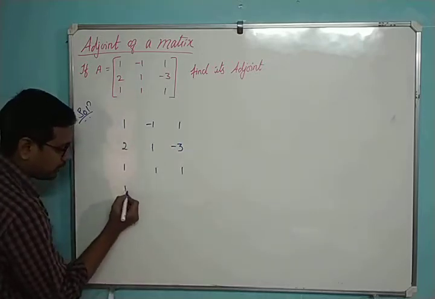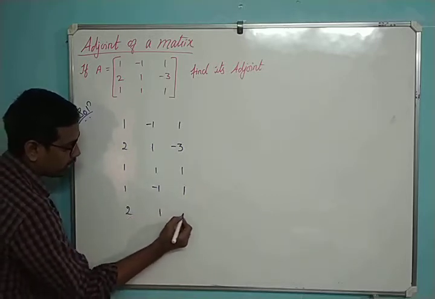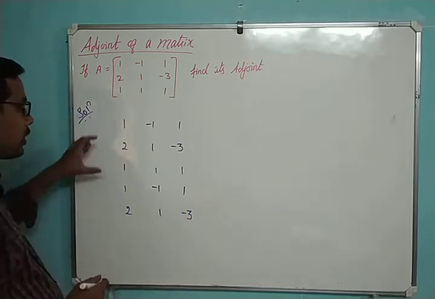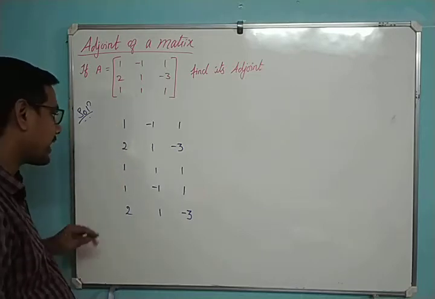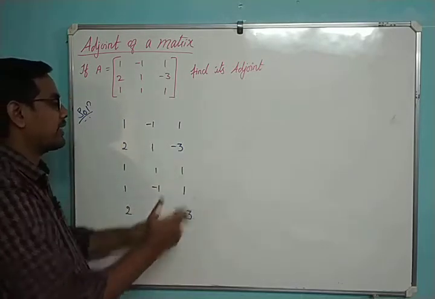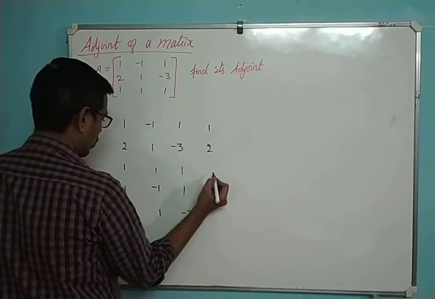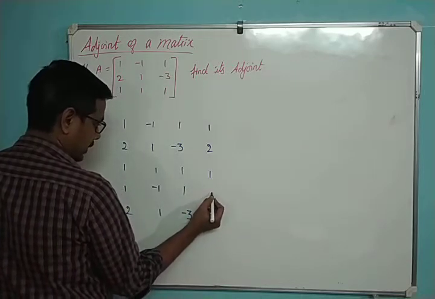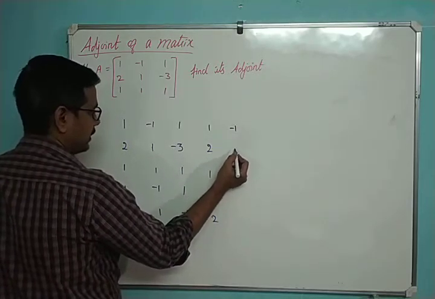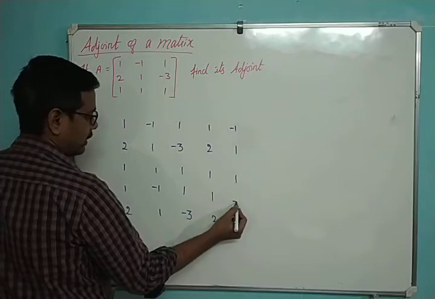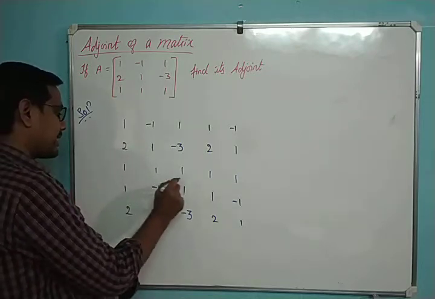So next will be 1, minus 1, 1, 2, 1, minus 3. I have copied these two rows here. Next is to copy these two columns on this side. So what will be my next one? 1, 2, 1, 1, 2. Then minus 1, 1, 1, minus 1, plus 1. So only this was my initial matrix.